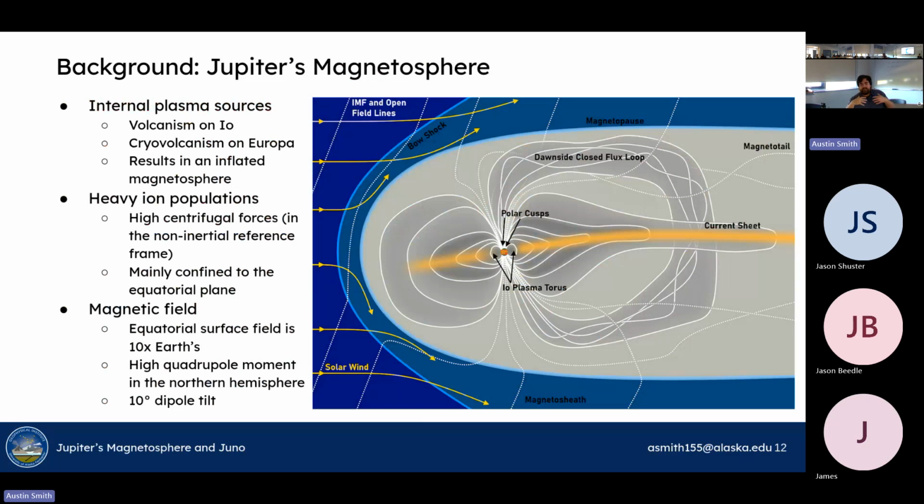Jupiter, though, doesn't really have the same seasons as Earth. There's not so much tilt. So this here is a schematic of Jupiter's magnetosphere. Everyone's seen this for Earth, but it's a bit more complicated. There's the dawn side closed flux loop, and here in the current sheet, because of the fast rotation speed, it forms a structure called the magnetodisk. So the magnetic fields are stretched into this disk shaped structure.